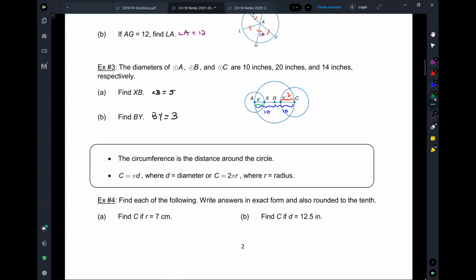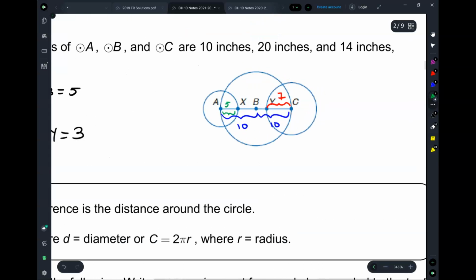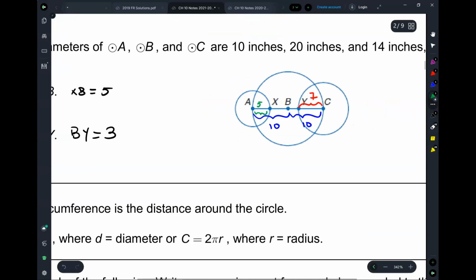All right. Questions? I feel like you have a question. I don't know where you got the 3. So BY is this little part here. I'll do it in black. BY is this one. And you see how from B to C it's 10? And this red part is 7? That must be 3. Thank you.